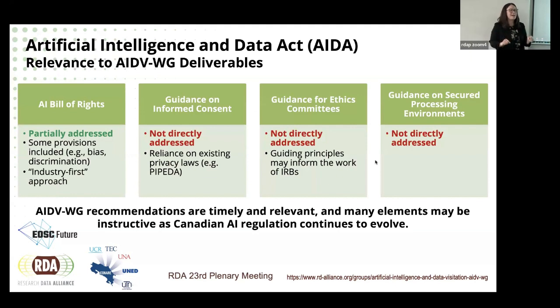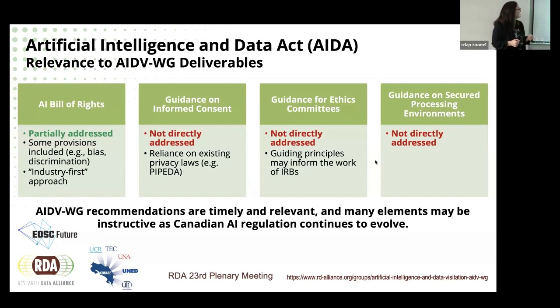So this will be my last meaty slide. In terms of the relevance of the AIDA to our deliverables, the most overlap we see is with the AI Bill of Rights, which Natalie gave us a nice overview of earlier. This is partially addressed in the Act. Some provisions are included, including concerns regarding bias and discrimination. However, a common critique of the Act in its current form is that it takes this industry-first approach, and that it's just not robust enough in really addressing concerns around human rights and protections.